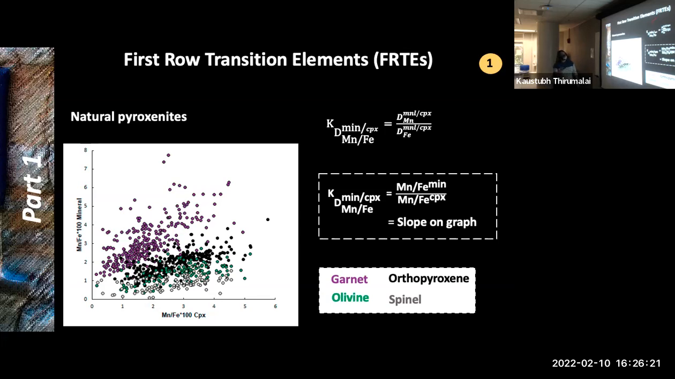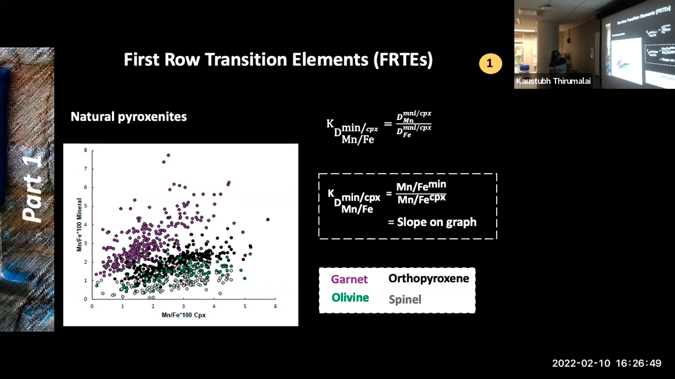And so you remember the definition of the exchange coefficient. It's a ratio of partition coefficients. So you can actually rearrange this formula and you get this formula. So on such a plot, the exchange coefficient is simply the slope of this regression going through zero. Okay, that's how you are going to find your exchange coefficient.